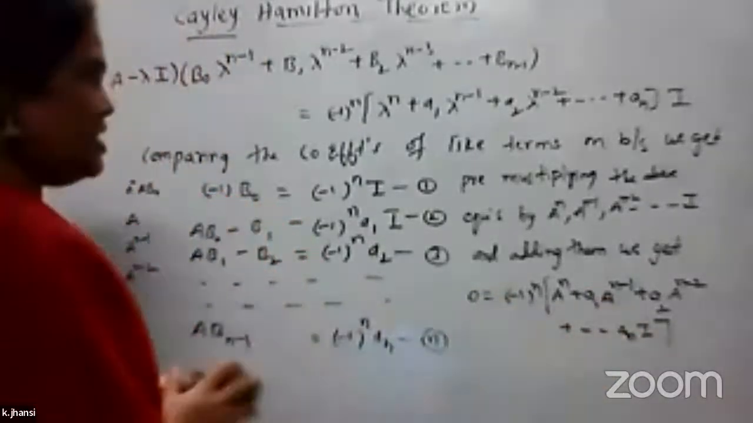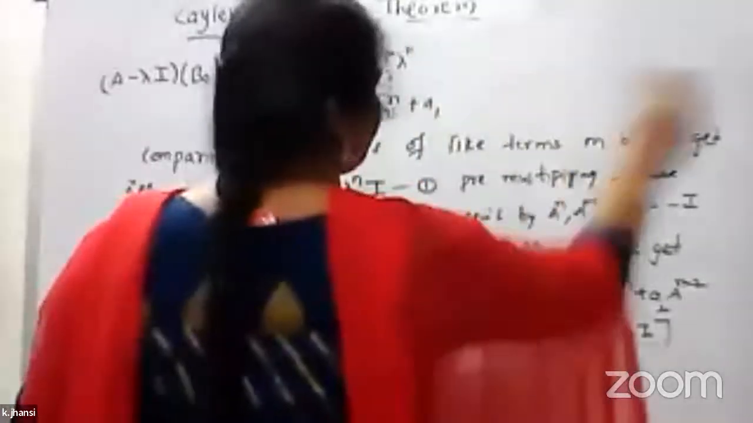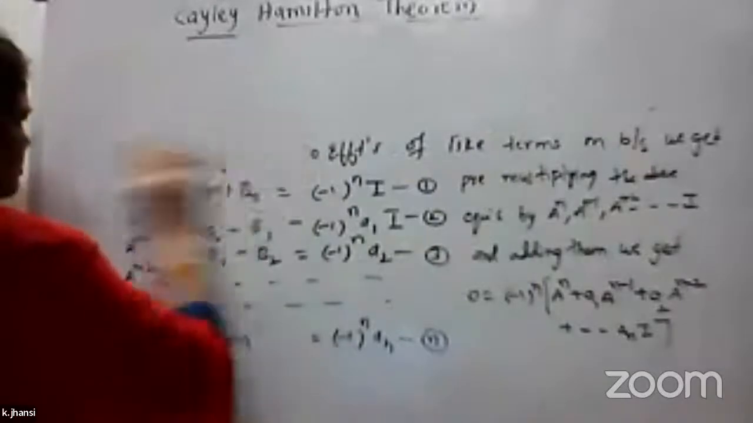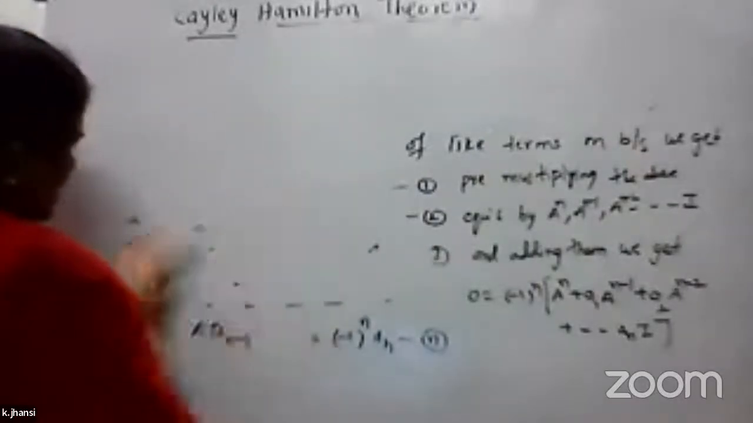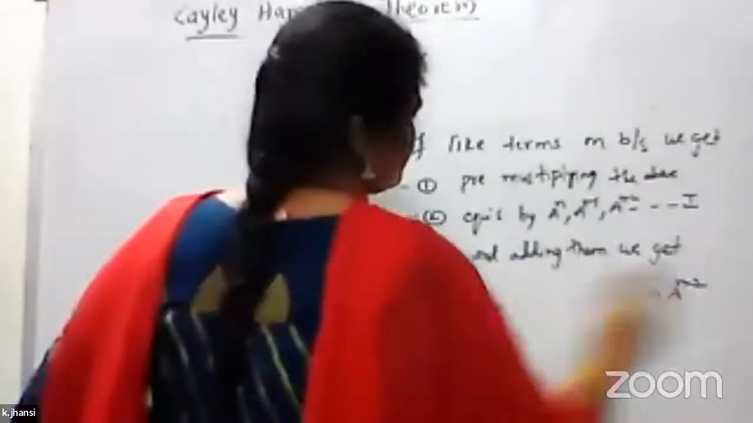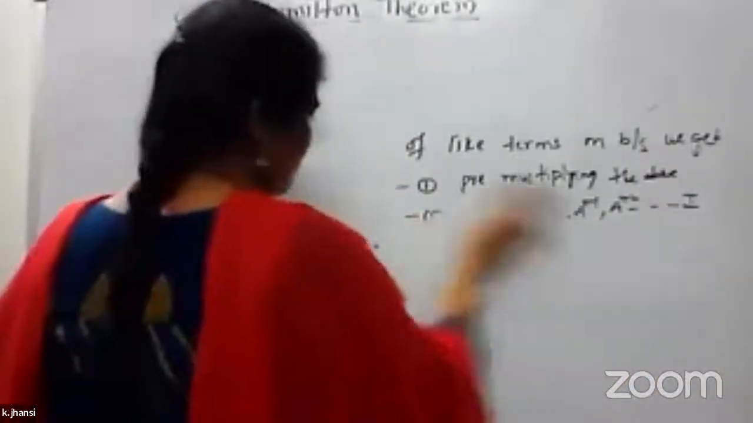So it equals 0, which means it is satisfying the characteristic equation. If you write this proof and statement in your examination, it's enough. You can score 10 marks. So we'll see one problem.